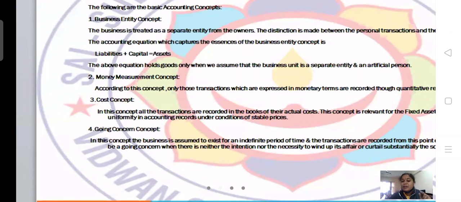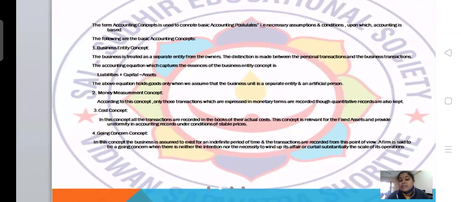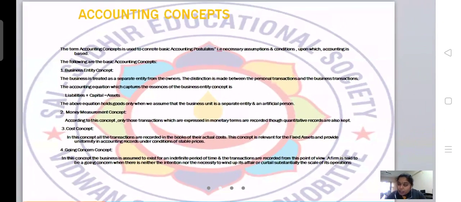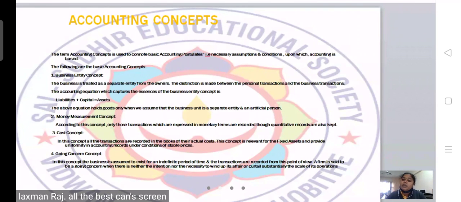Cost concept means that in this concept the actual cost also has to be recorded. Who will follow this cost concept? When your organization is a manufacturing organization, we will have the cost. What is the actual cost we have incurred? That is recorded in the accounting books. This concept says that you have to record your actual cost, what you have incurred, and also the changes in the prices.